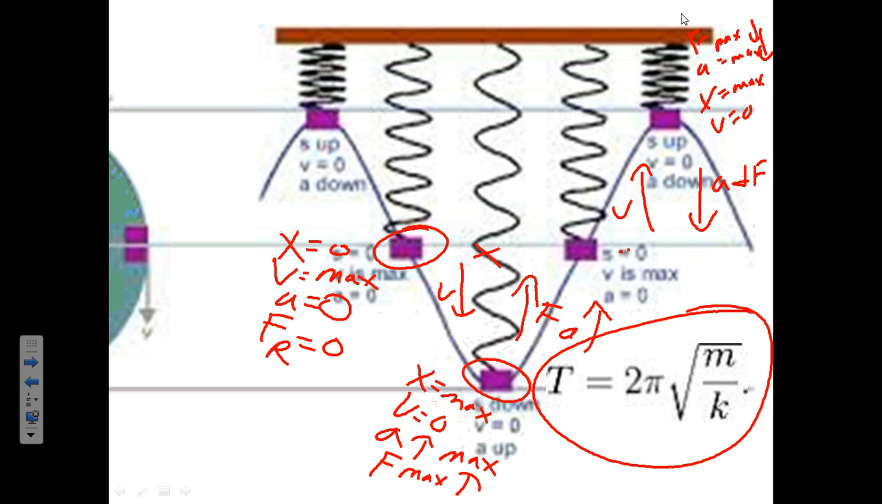That's what you need to know from here. That's a square root. No, that's just the dot. I don't know why that dot's there. It's just a smudge. 2 pi times the square root of m over k. So that's the way a mass spring oscillator works. And we're going to work some problems with that here in just a second.